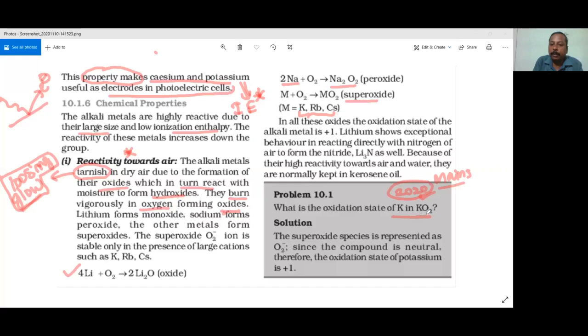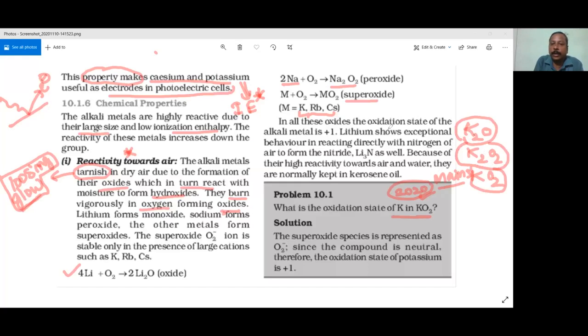Actually, they have given K2O, K2O2 and KO2. What is the oxidation number of potassium? People thought that this is a question about oxygen. In all these, the first one is called potassium oxide, the second one is called potassium peroxide, and the third one is called potassium superoxide.